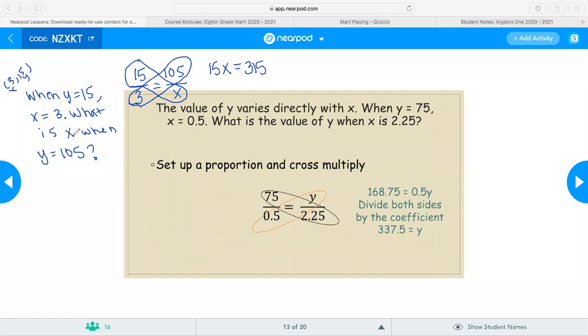What is X? So we're looking for X. I put X on the bottom of this fraction. 3 was an X value. So I'm putting X on the bottom of this fraction. We don't know X. And then when Y is 105, I'm looking for which X goes with 105. So do I set up my proportion Y over X, Y over X? So then I cross multiply. 15 times X gives me 15X. 3 times 105 gives me 315. So 15X equals 315. And then I'm going to divide both sides by 15 because we're trying to solve for X. So when I do that, I get X equals 21.